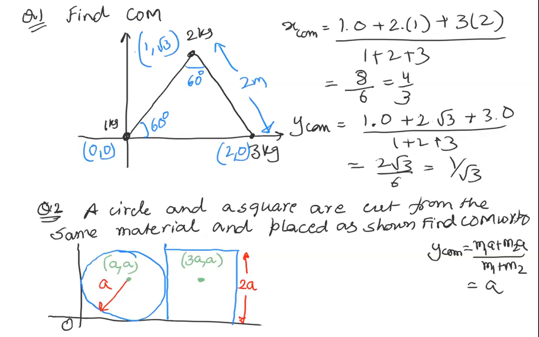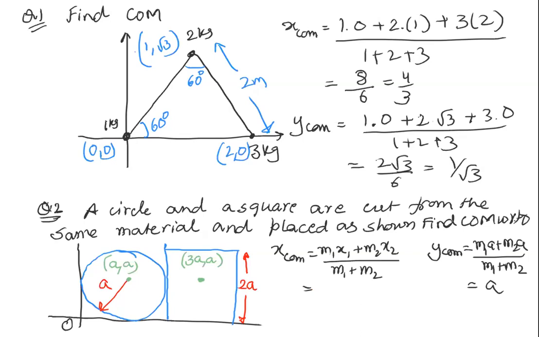but what about the x coordinate here? Well, I know that the x coordinate of center of mass is given by m1 x1 plus m2 x2 upon m1 plus m2. And I also know x1 and x2, but I don't know the masses.